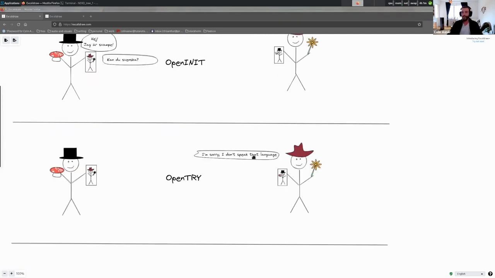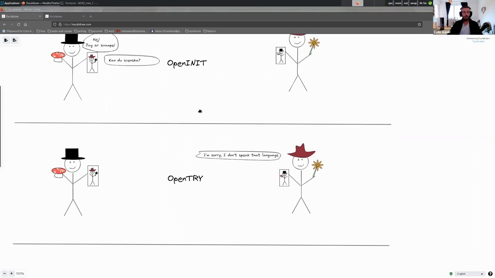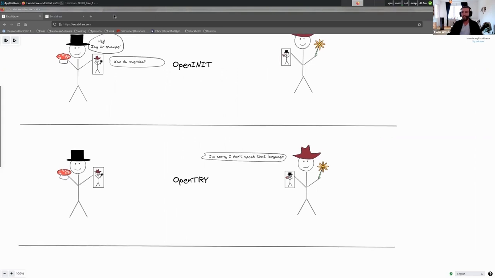Cool. So that is all the diagrams I have. I hope that was a decent introduction. Are there any questions before we just dive into the code?